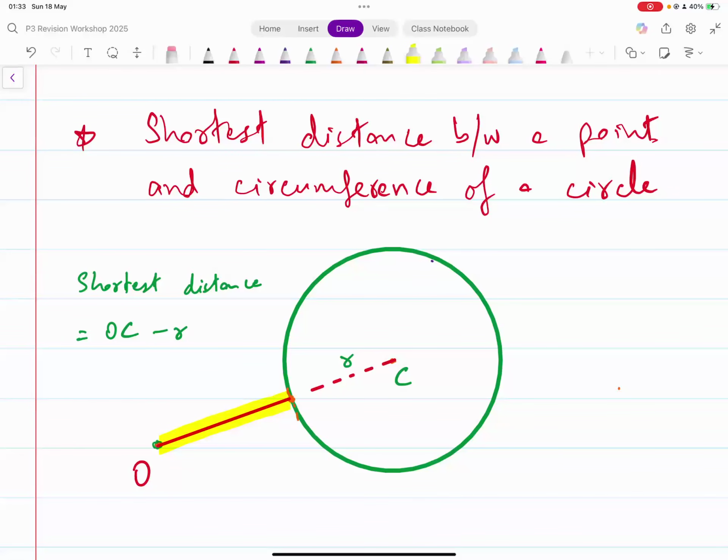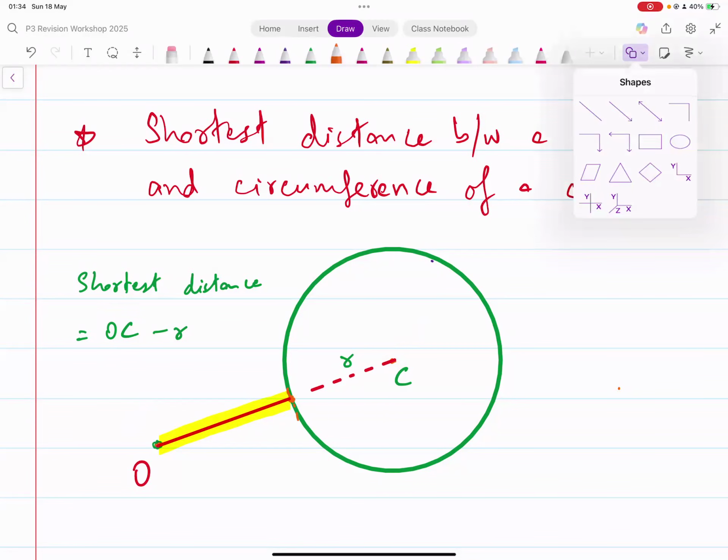How do you find that? You would have the point O, you have the point R, as point C. You can find the distance between O and C, subtract from that the radius, and that will give you that shortest distance. What about the largest possible distance, the greatest possible distance from origin to a point on the circumference?